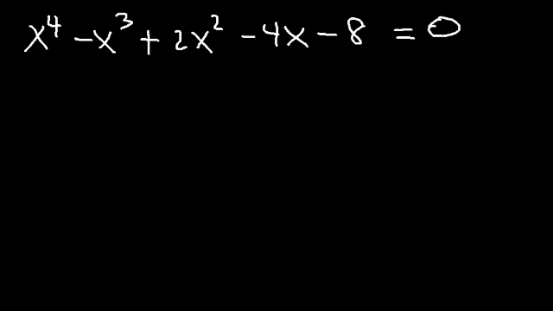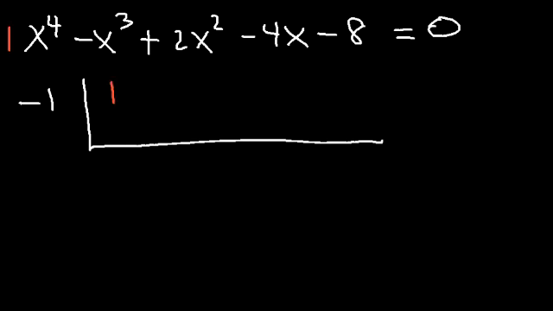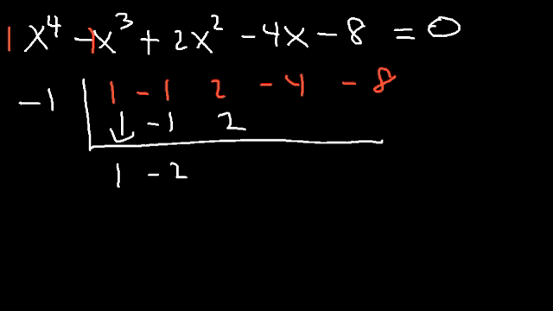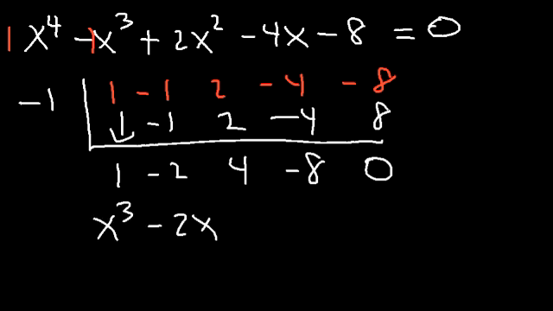So let's use synthetic division. The coefficients are 1, negative 1, 2, negative 4, and negative 8. So negative 1 times 1 is negative 1. Negative 1 plus negative 1 is negative 2. Negative 1 times negative 2 is 2. 2 plus 2 is 4. Negative 1 times 4 is negative 4. If you add those two, you get negative 8. Negative 1 times negative 8 is positive 8, which adds to 0. So what we have left over is x cubed minus 2x squared plus 4x minus 8.